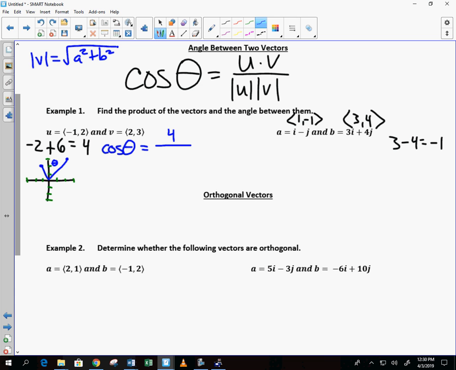Okay, all right. So we got the magnitude of v is the square root of a squared plus b squared. So a squared plus b squared, what am I going to get here? Square root of 5, good. Times, what am I going to get here? Square root of 13. So I have 4 over the root of 65.